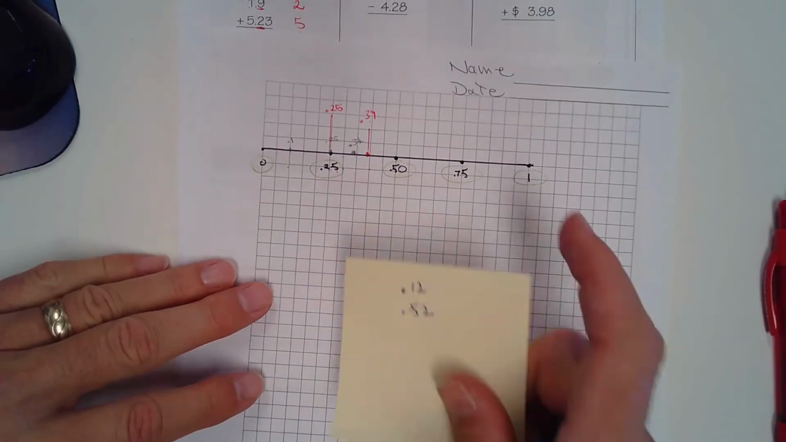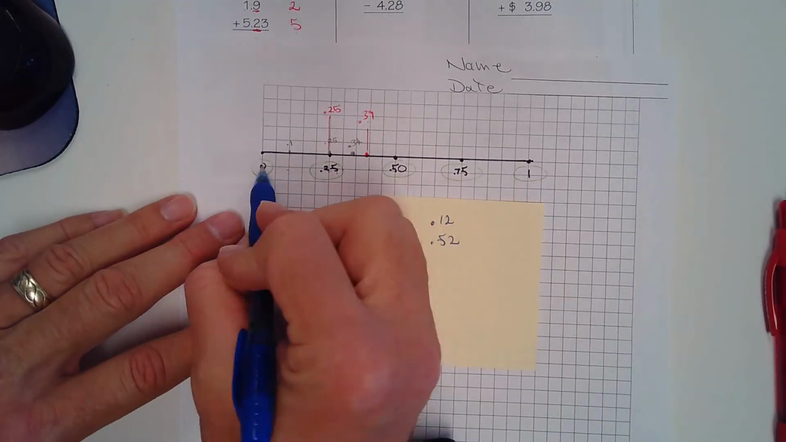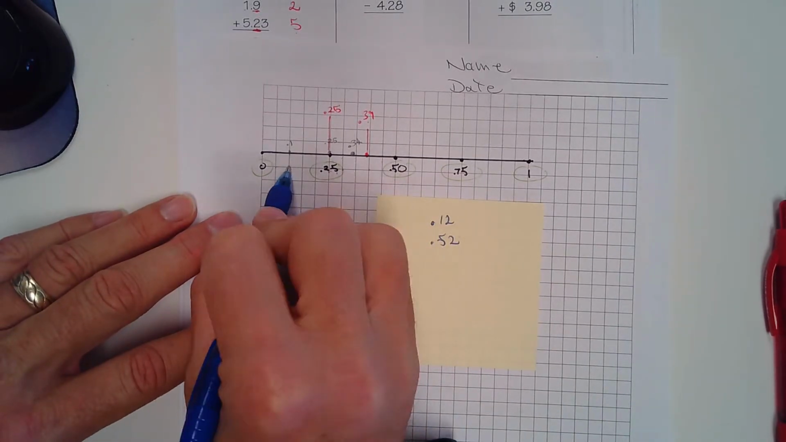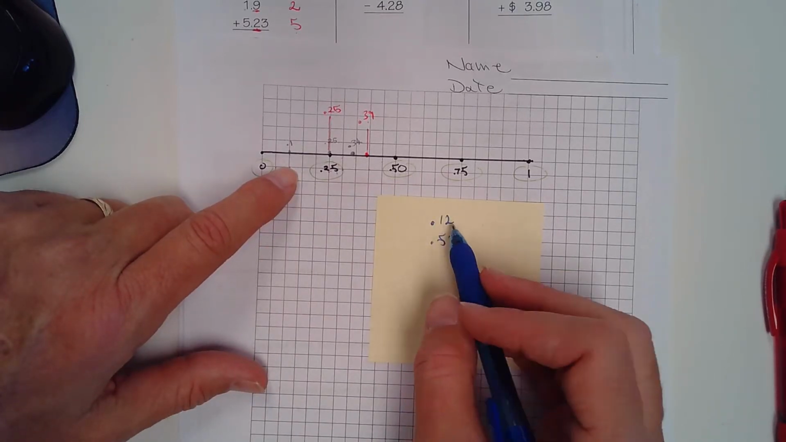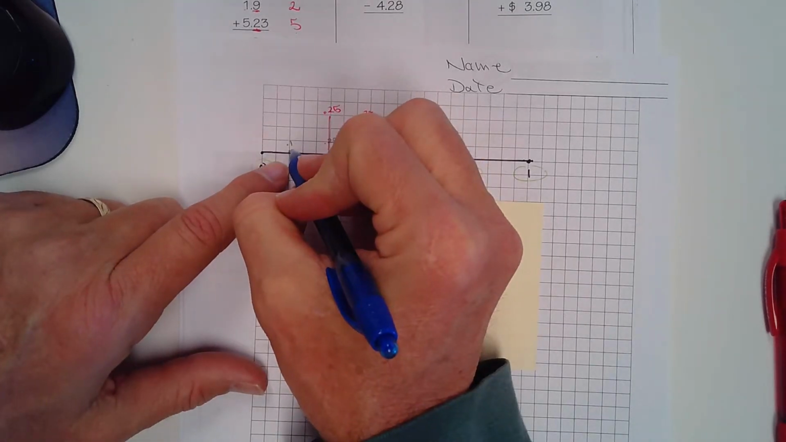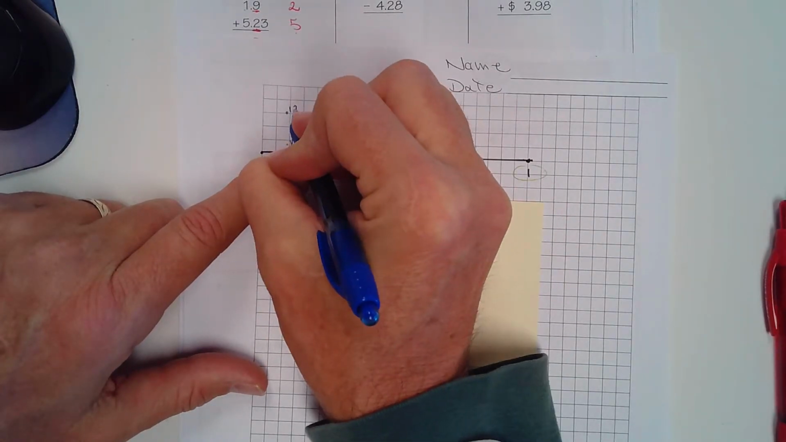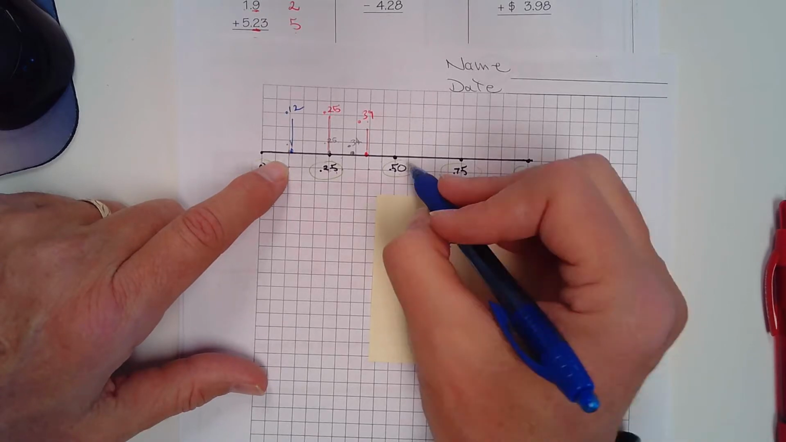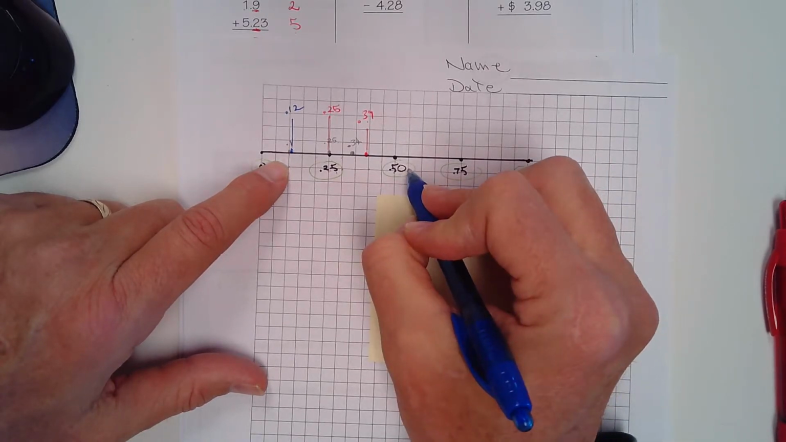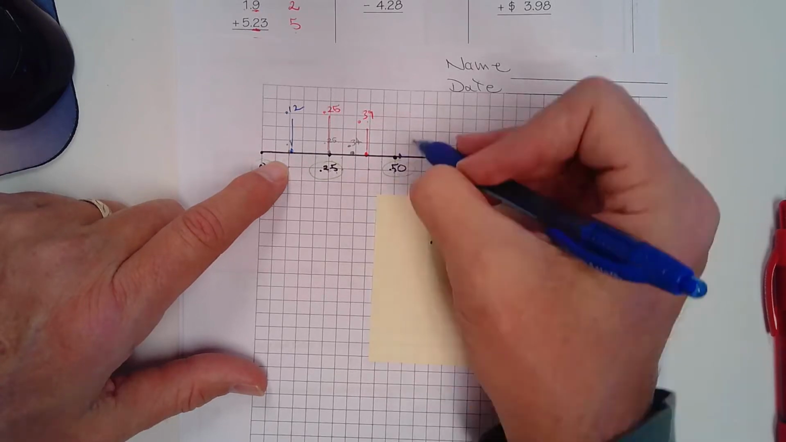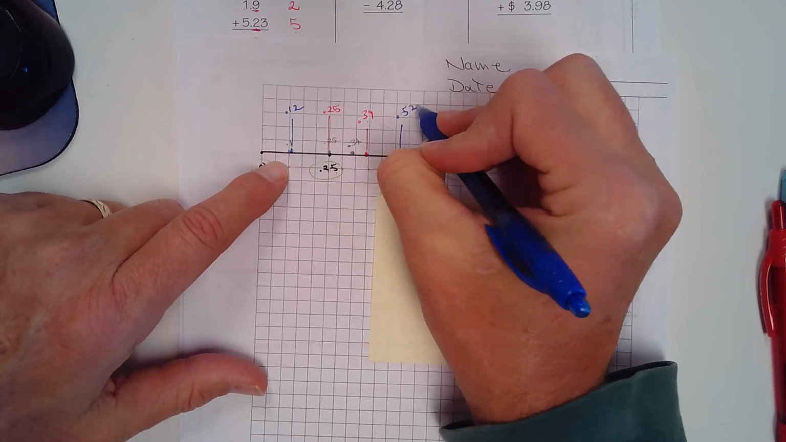Here's my benchmark that I'm using. 0.12, where's that going to be? So here's 0. Here's 5. Here's 10. Well, we had one earlier that was 0.1, so 0.12 is going to be just past it. I'll put a 0.12 right there. 0.52, well, if this is 50, this is 55. So 52 would be right about here. I'll just draw a line so I'm not confused here. 0.52.